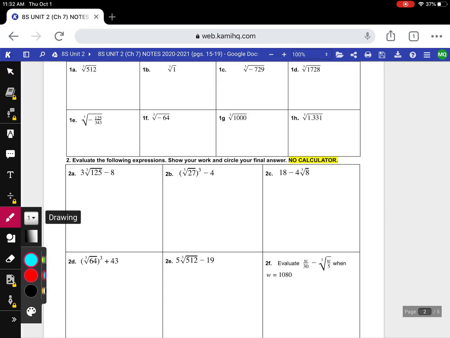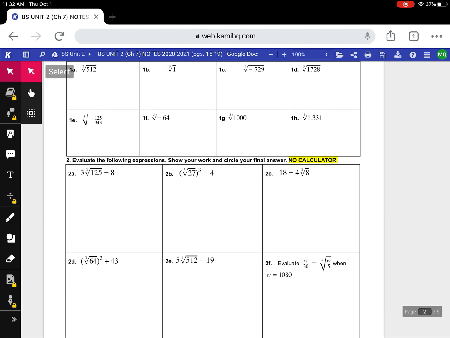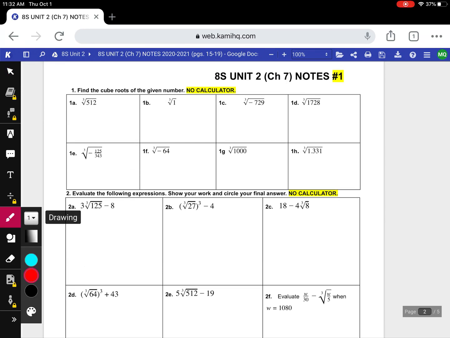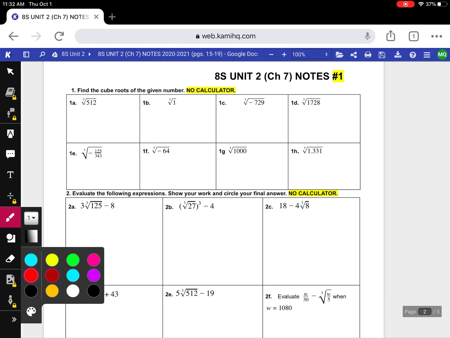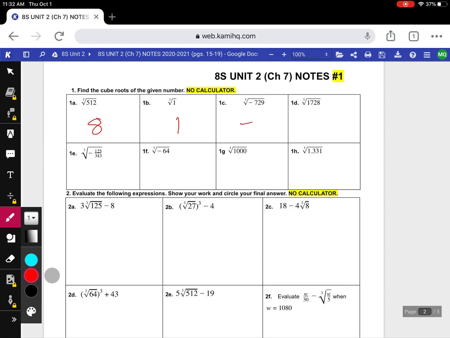Okay, going down to page 16. Okay, we've got some examples here. We'll look at 1A first. We're asked to find the cube root of 512. Okay, I hope you are starting to get the hang of your cubes and squares. That's going to give me 8. Cube root of 1 is just 1. I think we did this one on the previous page. The cube root of negative 729 is going to be negative 9. Yes, you can have the cube root of a negative number. Cube root of 1728. Okay, that's the biggest one you have to know. That's going to be 12.